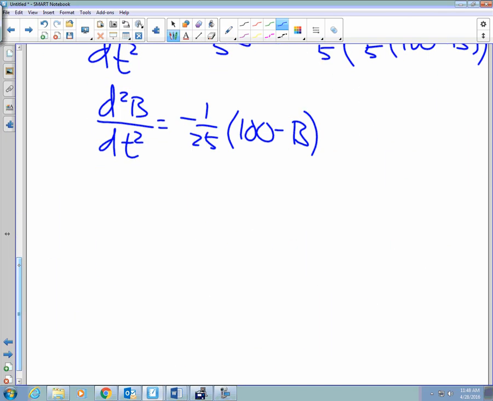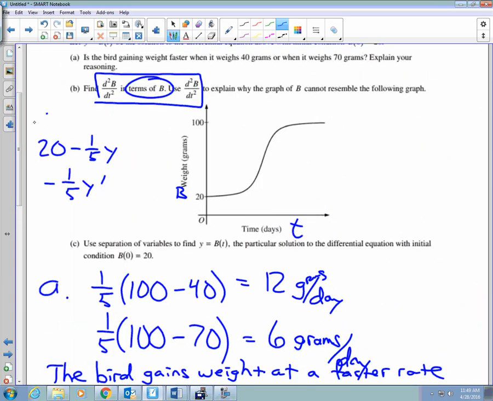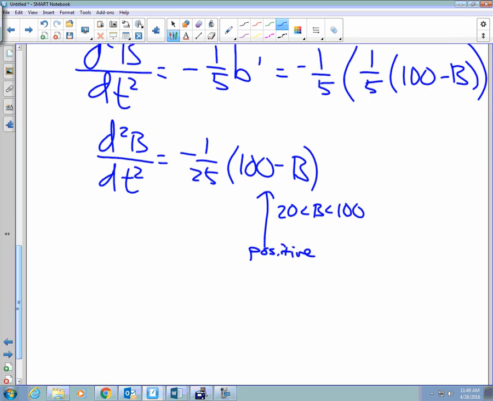So suppose that B was somewhere between 20 and 100. What would the result of 100 minus B be? It would always be positive. You can see here that the weight in grams is between 20 and 100. So if you were to plug in 20, you would get a positive value. If you were to plug in something less than 100, you would get a positive value. Everybody agree that this is always positive?